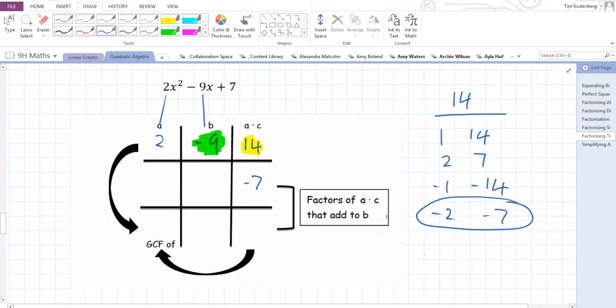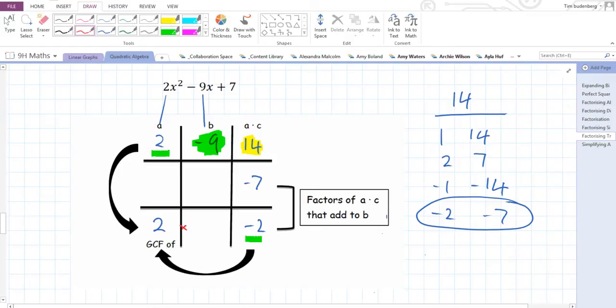Negative 7, negative 2. All right. So that was step 2. Step 3 is find the highest common factor in this bottom left corner. Now, to do that, we consider the highest common factor of positive 2 up the top here and negative 2 down the bottom right. The highest common factor of those two is 2.